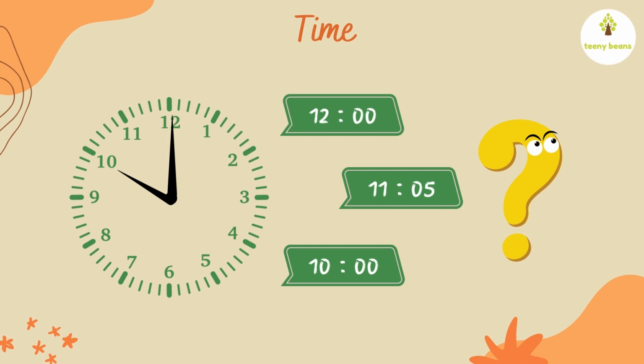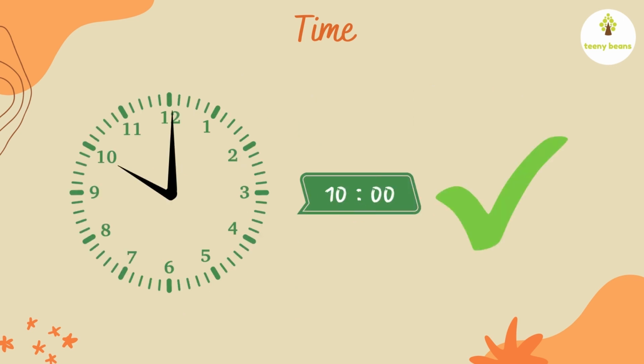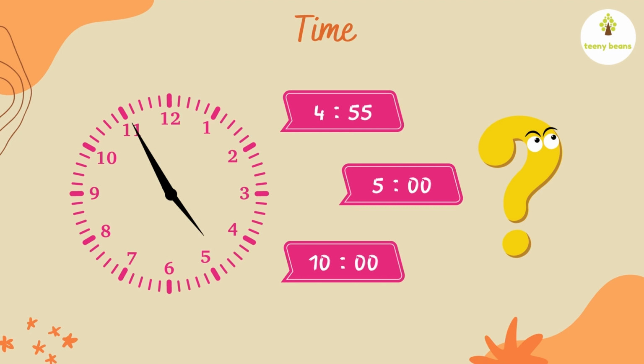Now, hope you remember the rule that whenever the minute hand points to 12, we say o'clock. With the minute hand pointing to 12, we check which number the hour hand is pointing to. So, with the hour hand on 10, we say 10 o'clock, isn't it? That means 10:00 on a digital clock. That's right. Let's check one last example.